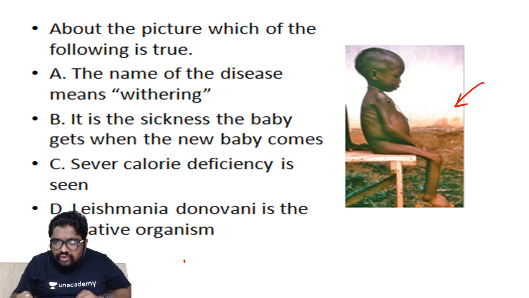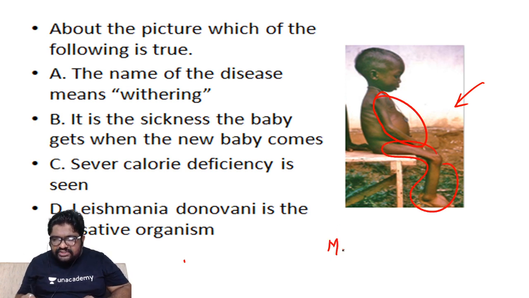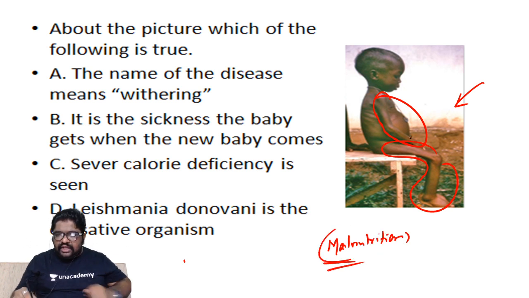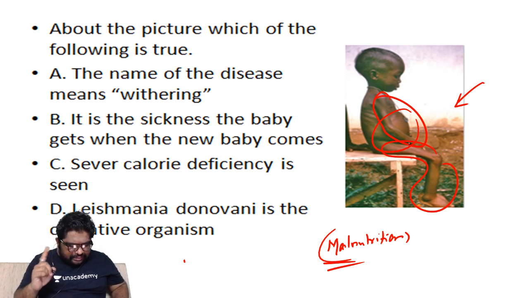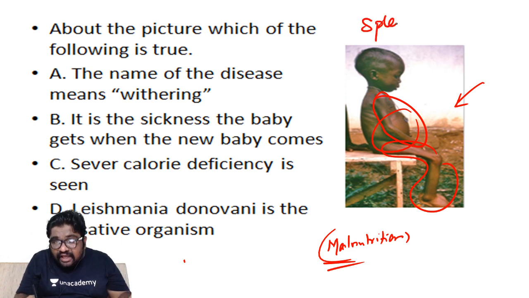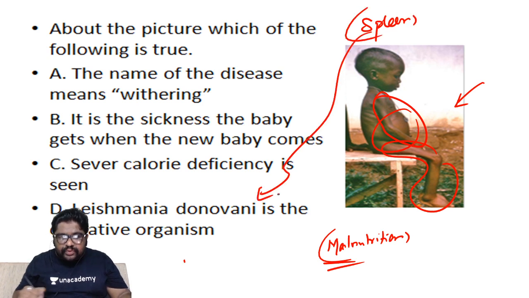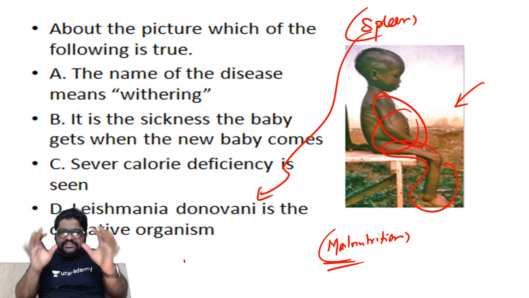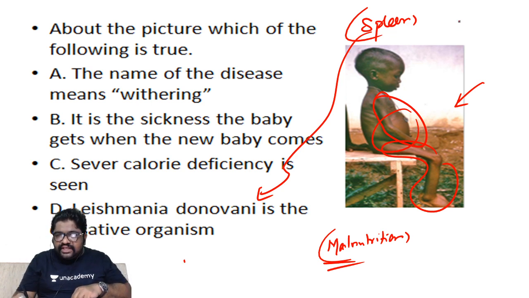But the difference is, look at the upper limb and look at the lower limb. You have the tendencies of malnutrition. And this abdominal cavity, if they specifically mention spleen alone, only then your thought process will go towards leishmania. But they are not mentioning it as spleen. They have shown you a distended abdomen from the side. That would mean to say you might be looking at a concept called as ascites.